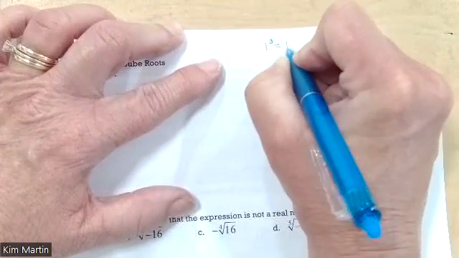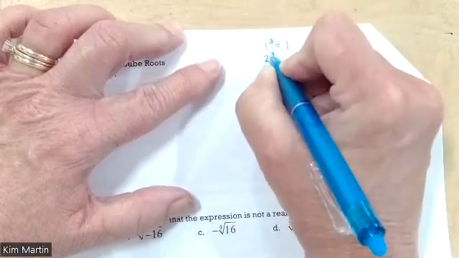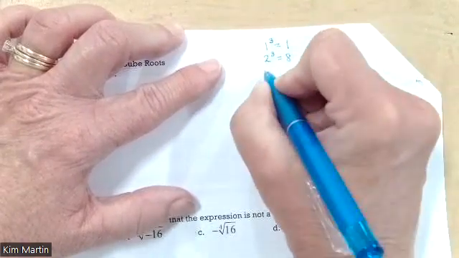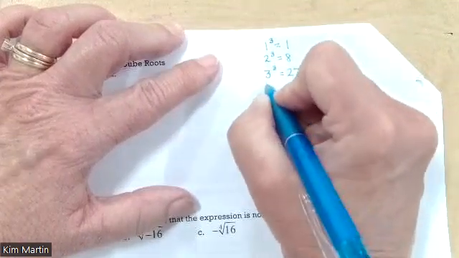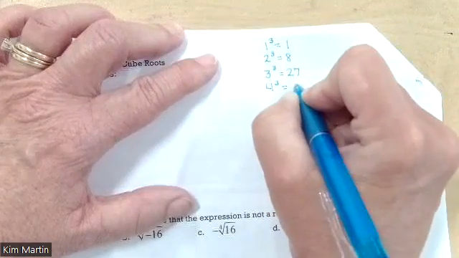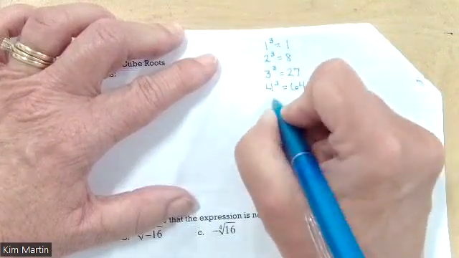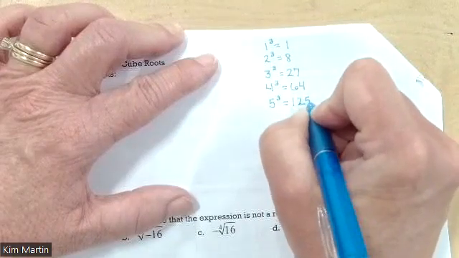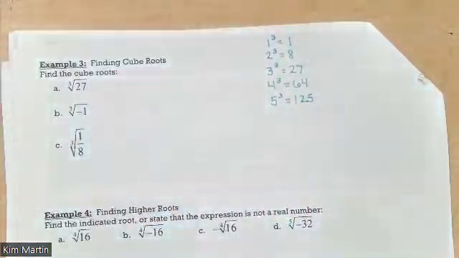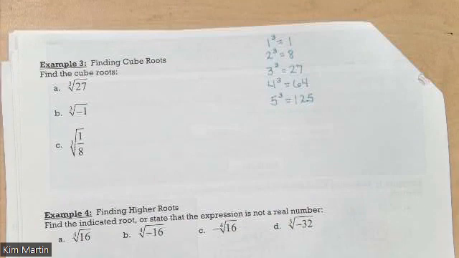1 cubed is 1. 2 cubed is 8. 3 cubed is 27. 4 cubed is 64. And 5 cubed is 125. I know what 6 and 7 are, but up until you can get through it with this. Okay, you can do this on your calculator. I'll even show you how to do it on the calculator.